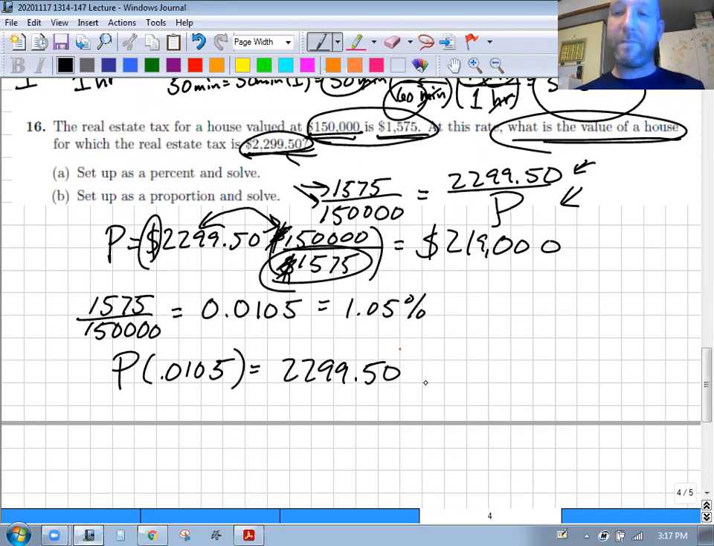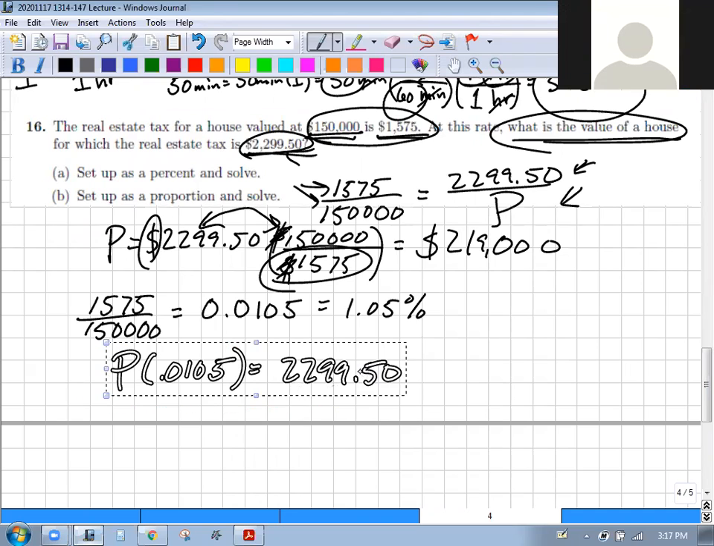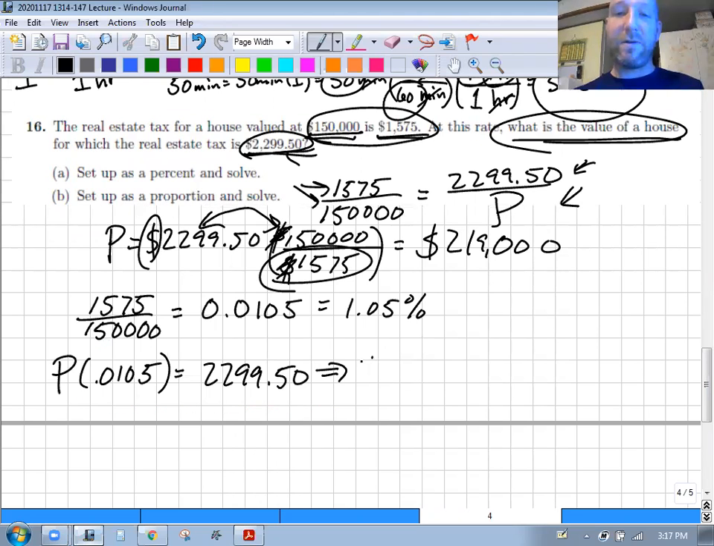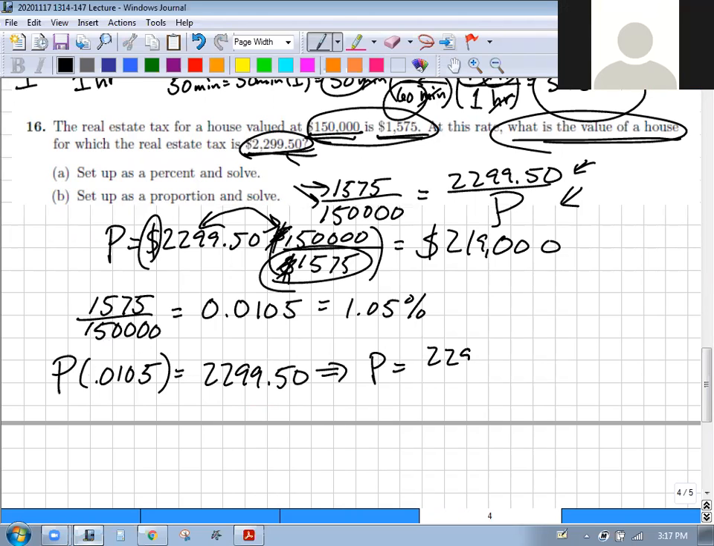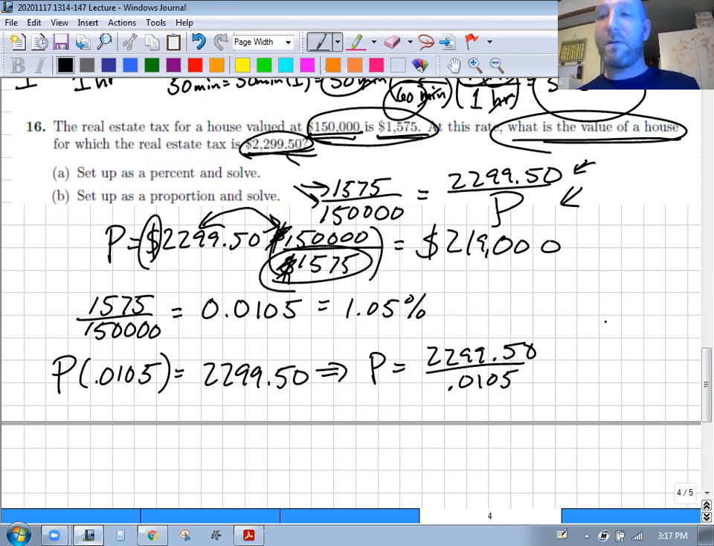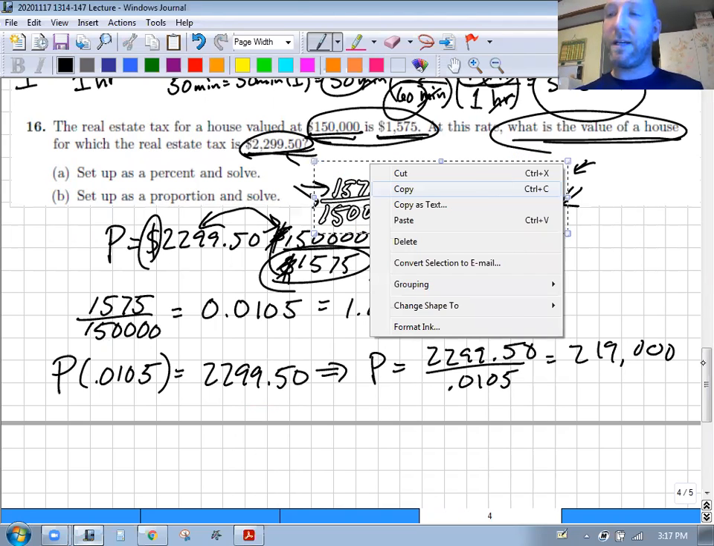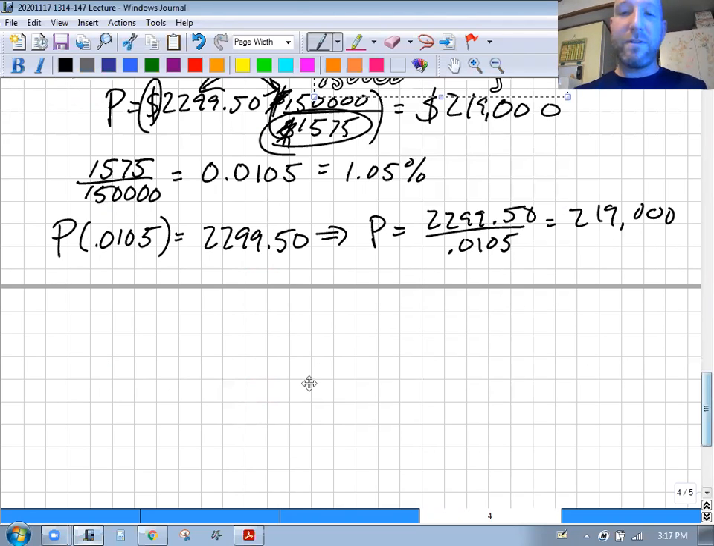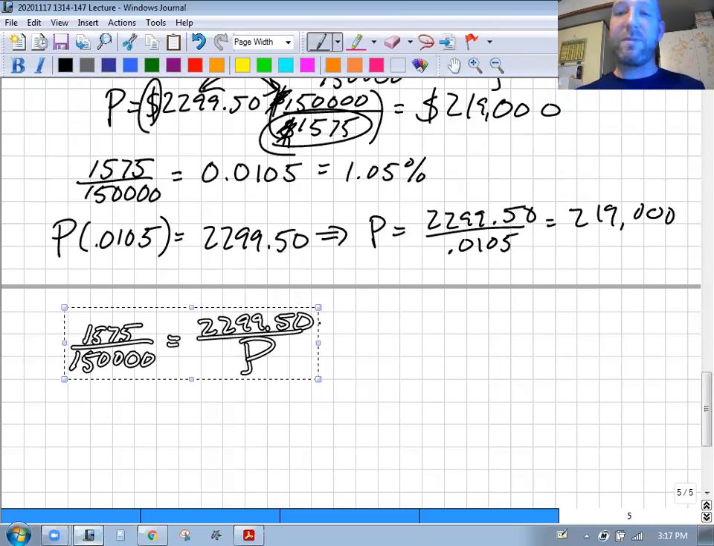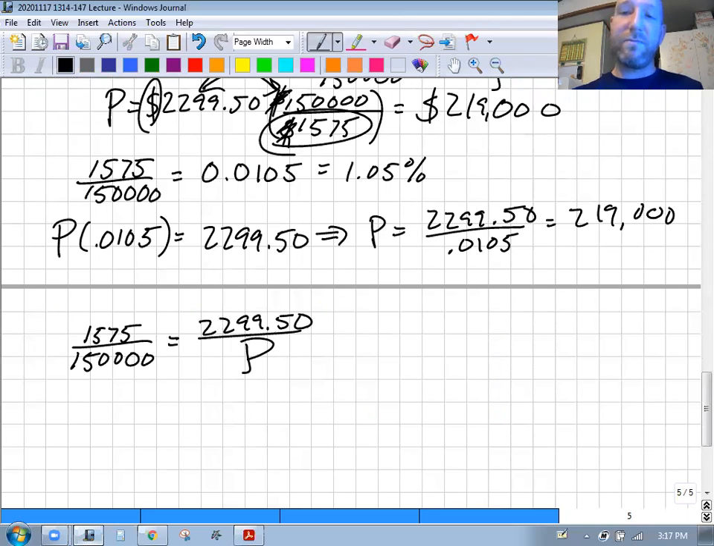All right. So will we multiply then or divide? Divide. So we divide both sides by this. We have 2299.50 over 0.0105, which is going to be 219,000. See this guy up here? I wrote that down, you know. First thing you can do, you know, I skipped some steps. You just flip-flop both sides, right?